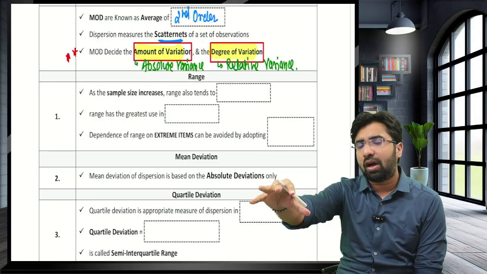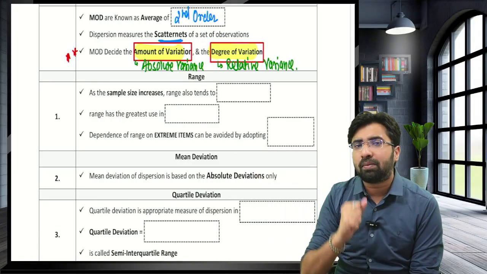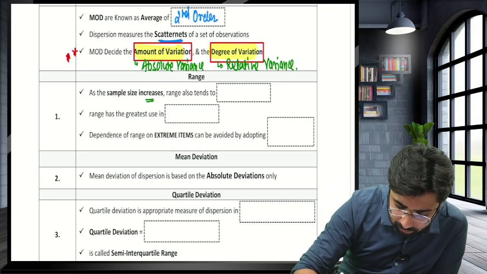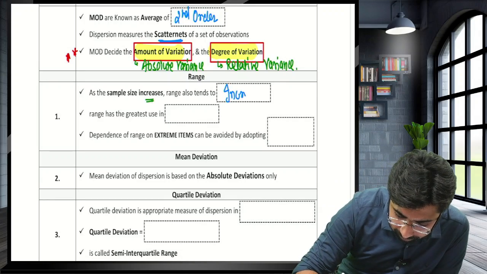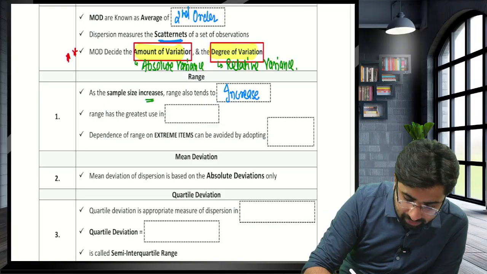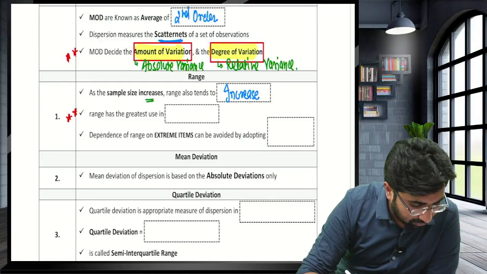Now see, if I increase the sample size, for example, I am calculating the range out of 100, I took 5 samples. If I increase the sample, I am taking 50 samples. If you increase the size of the sample, range will also increase. Please retain this: range has greater use in quality control.